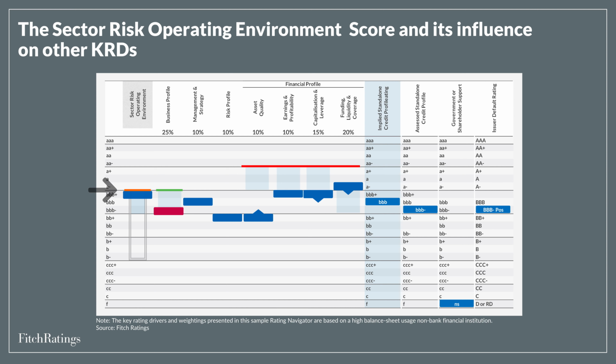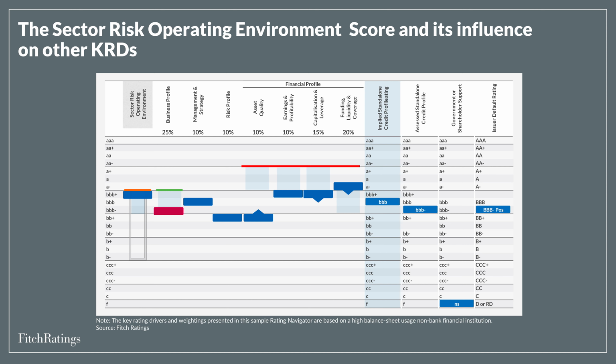The assigned SROE score typically acts as a constraint on the SCP given the strong influence of the operating environment on other aspects of an issuer's credit profile. As a result, the SROE score will often constrain the business profile score, and the business profile will typically not be scored above the SRA, as shown by the green line. In addition, the implied and assigned key rating driver scores are limited to 1 category above the assigned SROE score, as shown by the red line.